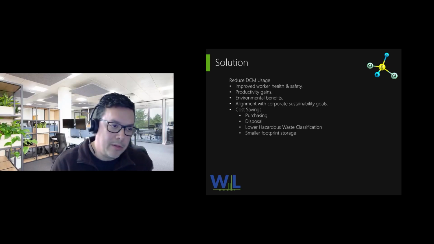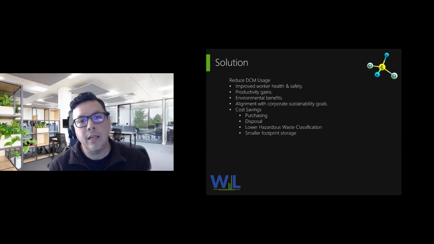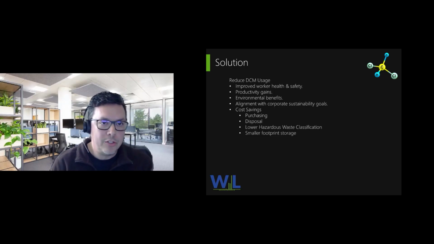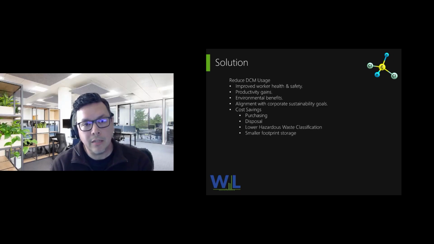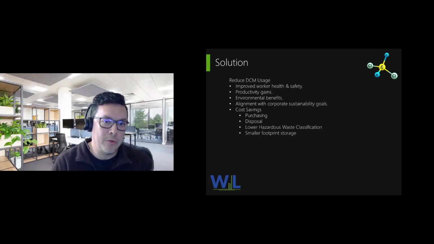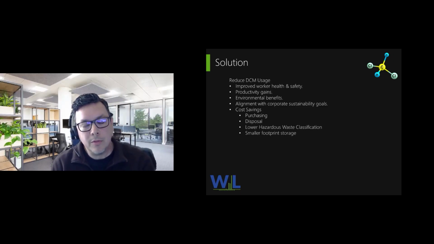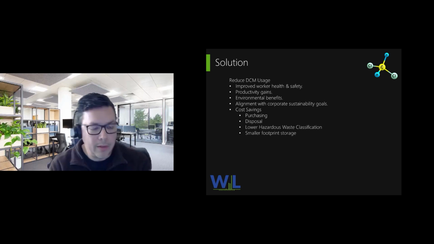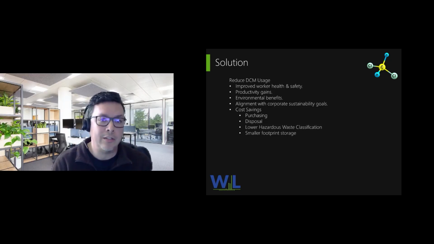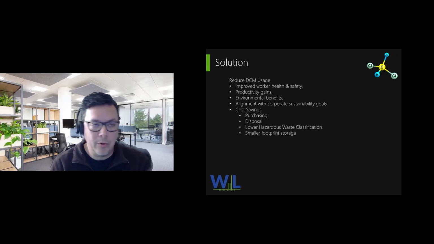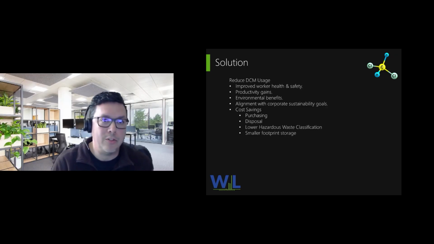Cost savings, like I mentioned in the previous slide, because methylene chloride is going to go up. Purchasing less methylene chloride is going to decrease costs. Decrease in purchasing, cost savings in purchasing, and cost savings in disposal. In terms of the footprint of methylene chloride around the lab, instead of having 1,000 liters of methylene chloride, you would be purchasing 100 liters. And also lowering the hazardous waste classification would improve the lab situation.